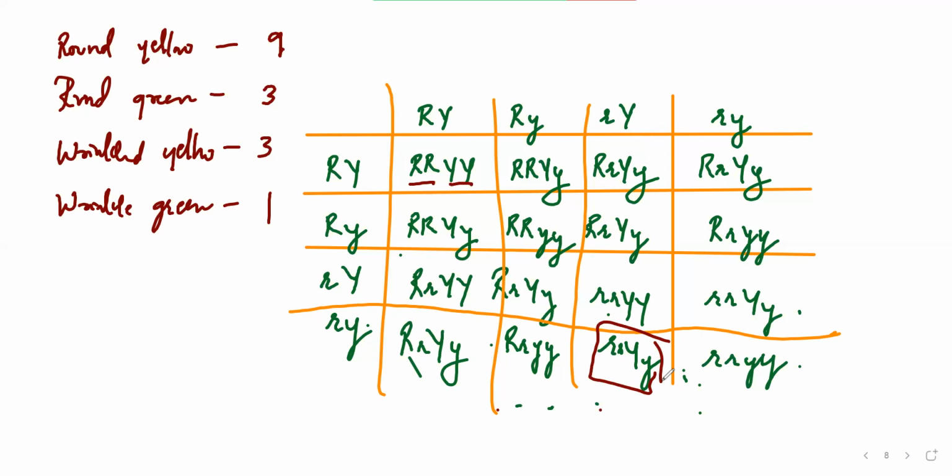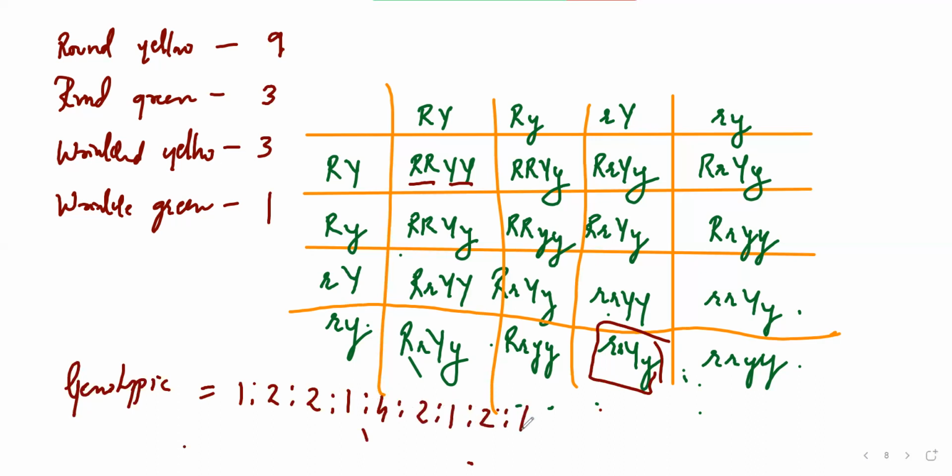So accordingly, if you take the genotypic ratio over here, it will be a very big genotypic ratio because you have to write all this and you have to calculate it. But if you want to take the genotypic ratio of this particular thing, it will come as 1 is to 2 is to 2 is to 1 is to 4 is to 2 is to 1 is to 2 is to 1.